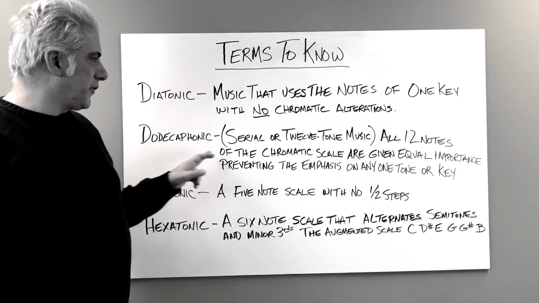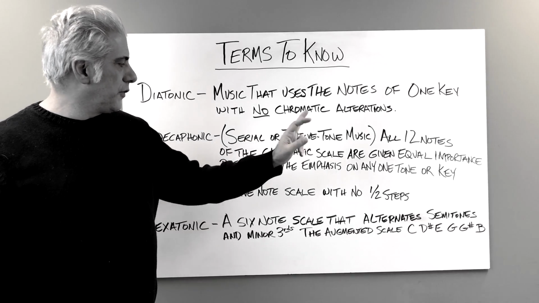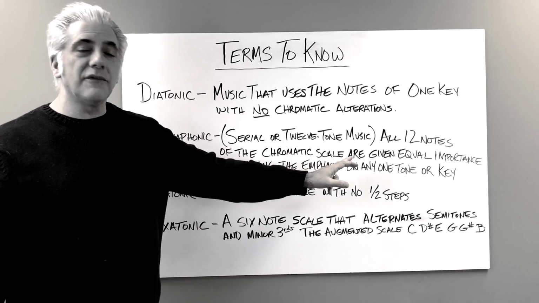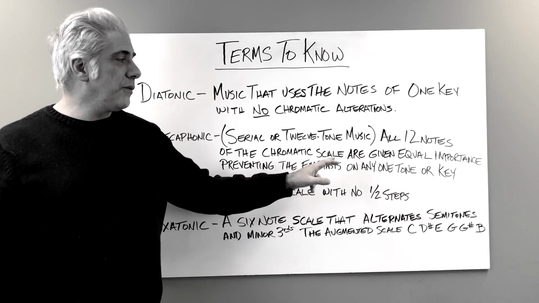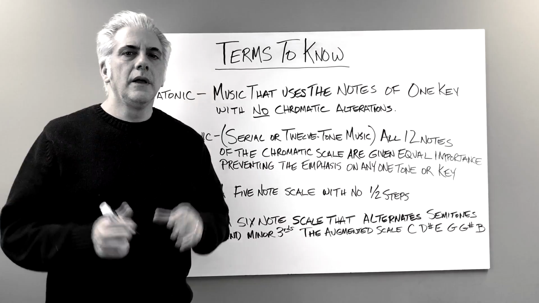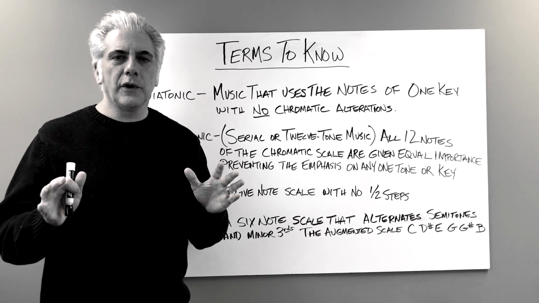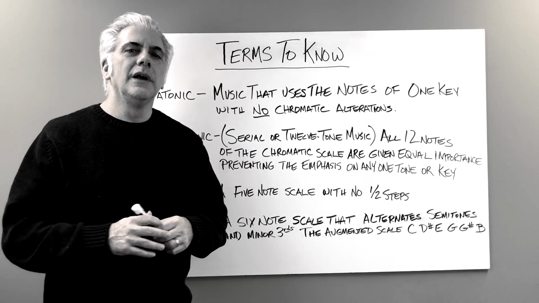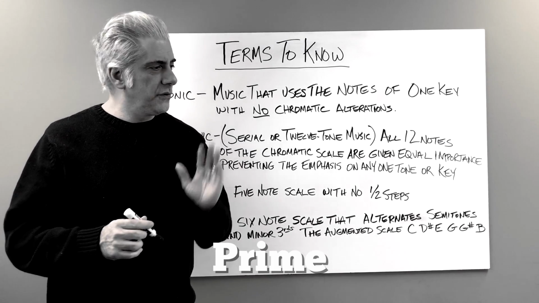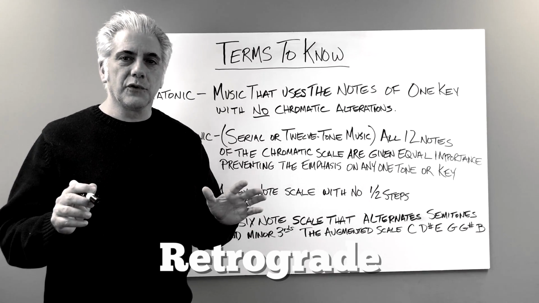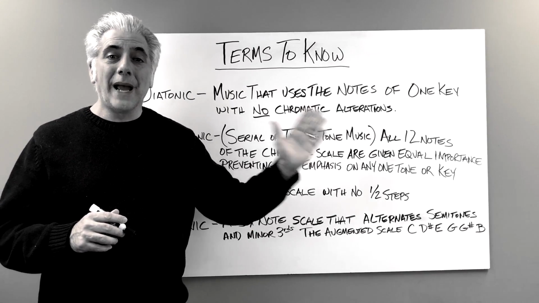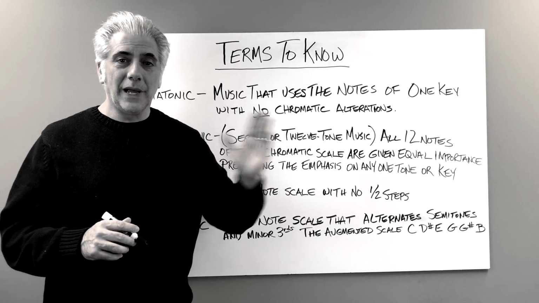So serial music is where all 12 notes of the chromatic scale are given equal importance, preventing the emphasis on any one tone or key. There are 4 types of tone rows used in serial music. The first is the prime form, your 12-tone row, is what it's called. Then there's the retrograde, which is simply the same row backwards, the same note order but backwards.